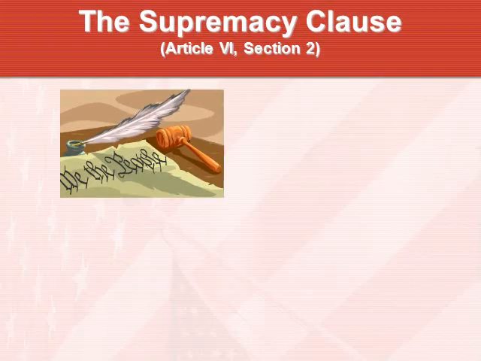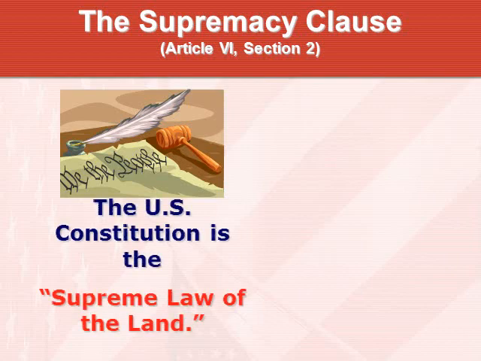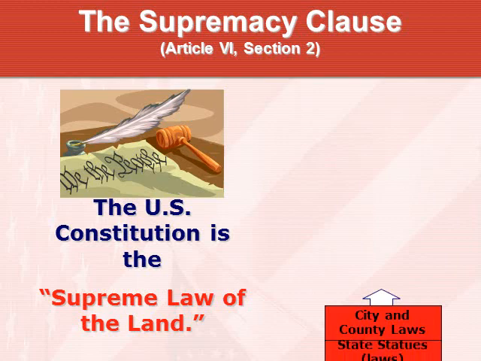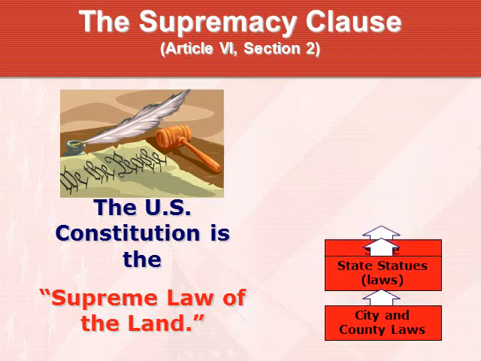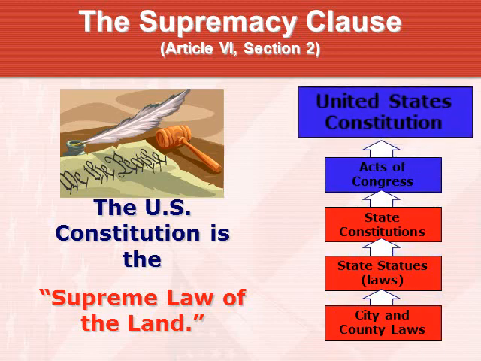Now, all of this is backed up by the Supremacy Clause, which is in Article 6, Section 2 of the Constitution. The U.S. Constitution is the supreme law of the land. This means that county and city laws do not supersede state laws, state constitutions, acts of Congress, all the way up to the United States Constitution. If there is a conflict between a lower law and a higher one, the higher one always wins, all the way up to the United States Constitution.